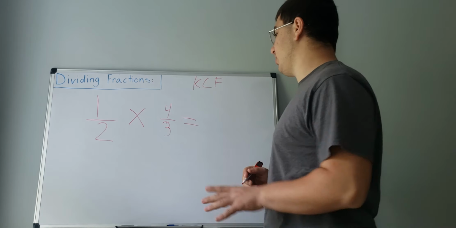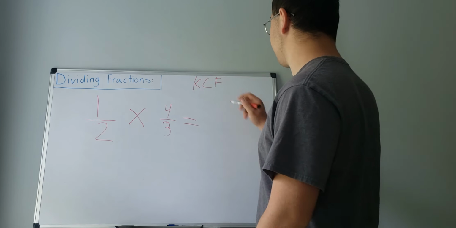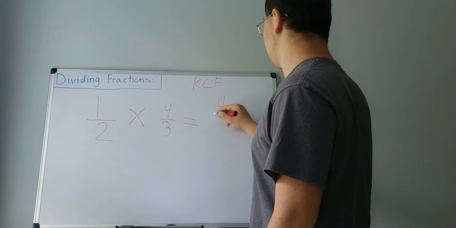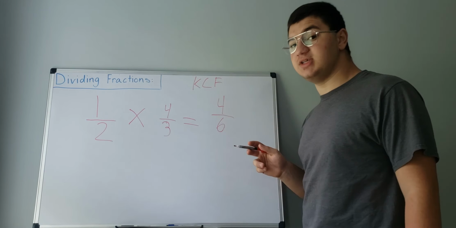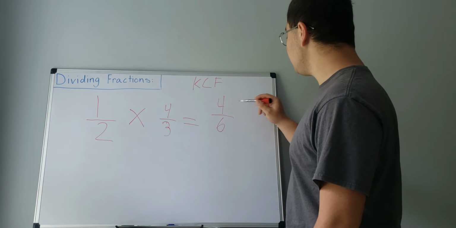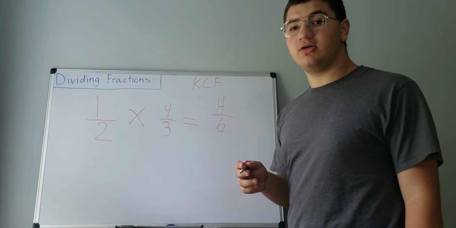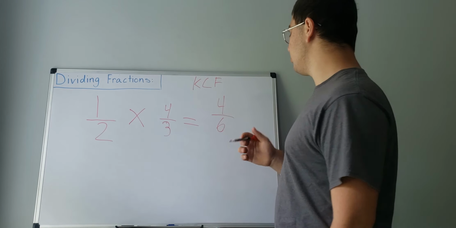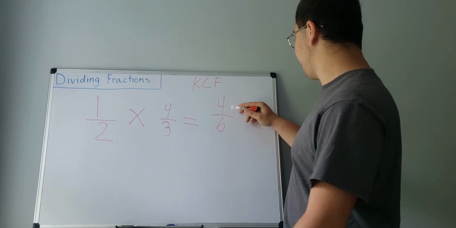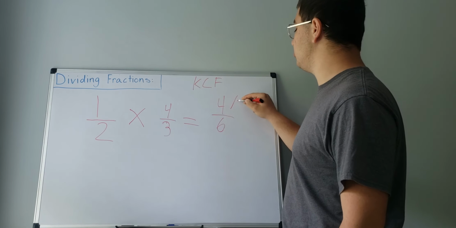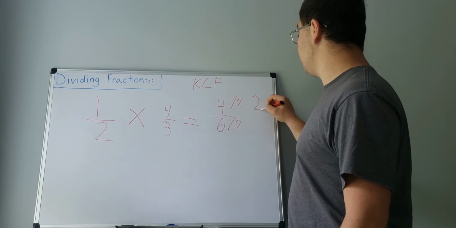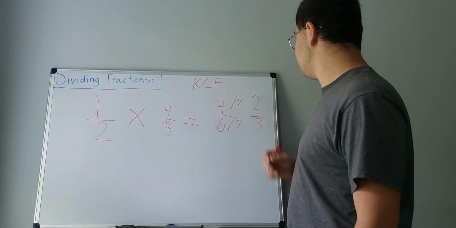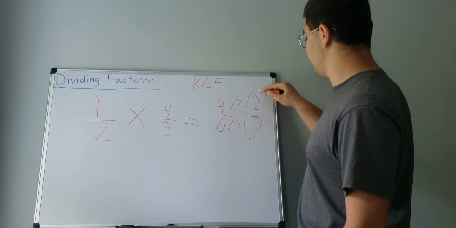Okay. And now it's just a matter of multiplying across from left to right. So 1 times 4 is 4. And then 2 times 3 is 6. So you're left with 4/6. Okay. And now it's just a matter of simplifying. So everybody knows how to simplify. 4/6, divide this by 2 because 2 goes into 4. Divide this by 2 because 2 goes into 6. And you're left with 2/3. And that can't be simplified any further. And that is your answer.